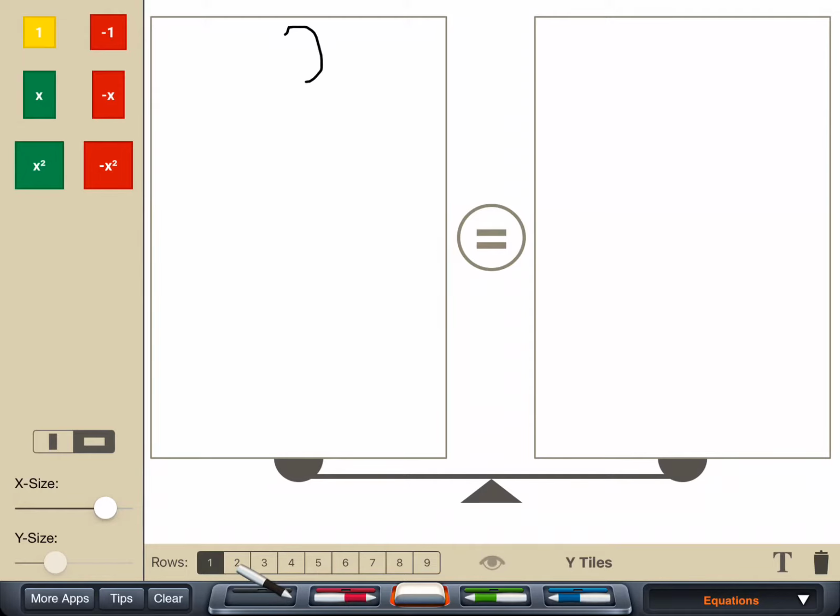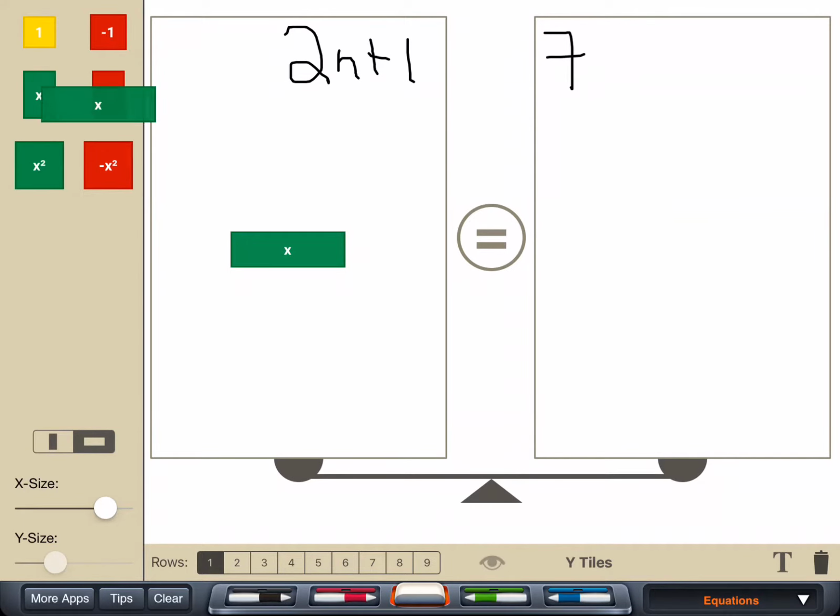So what if I have this equation right here? I have 2n plus 1 equals 7 over here. So the question then, of course, is what is n? That's what we're after. We're trying to solve this equation. So let me build a model of this, and probably should have used x, but I used n. I've got x's here instead of n's, so we're just going to have to pretend those are n's.